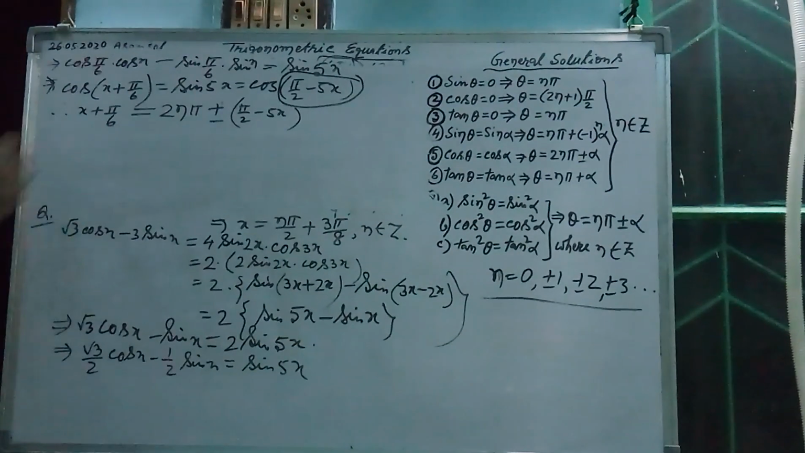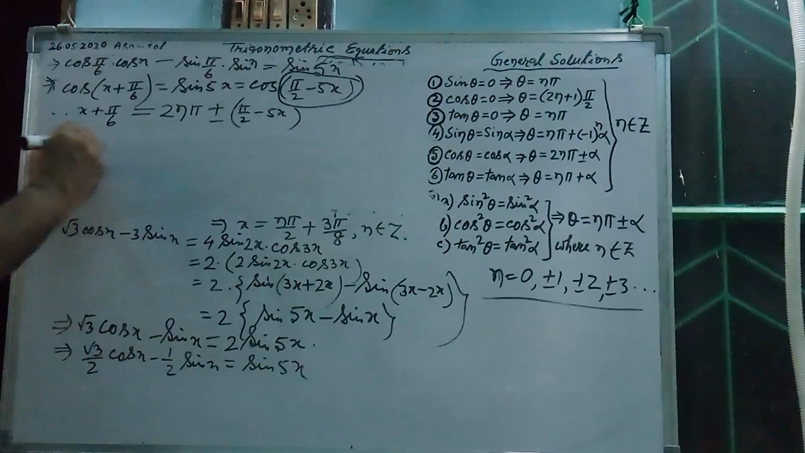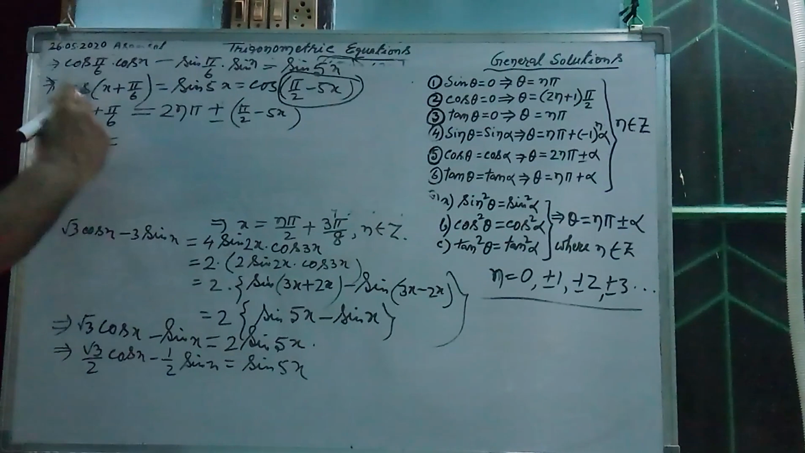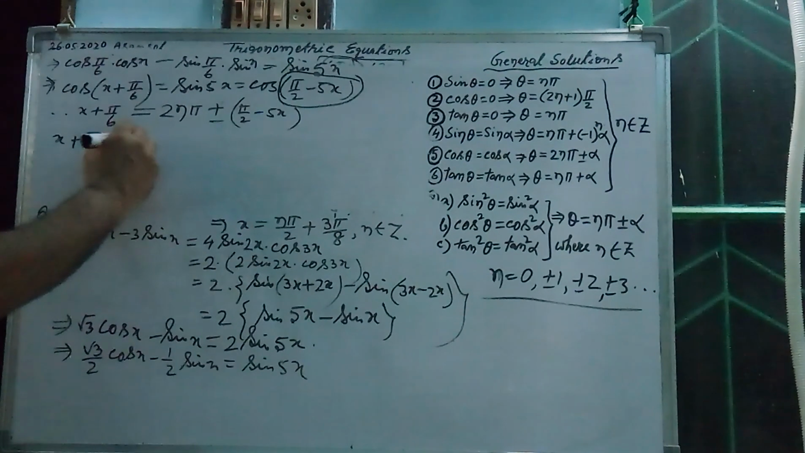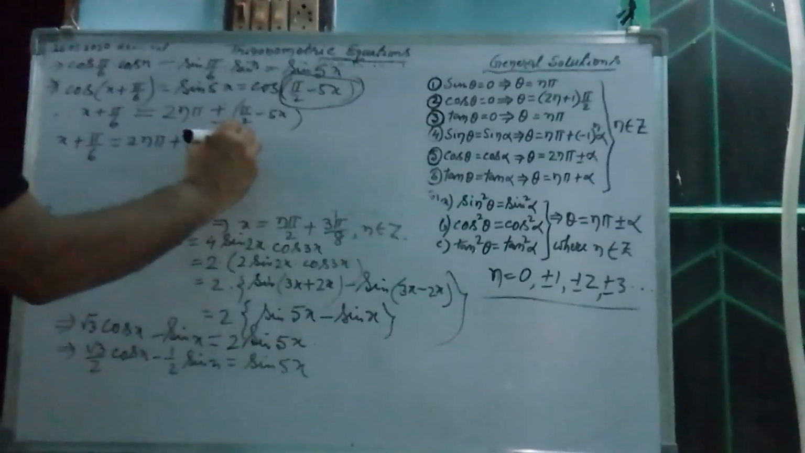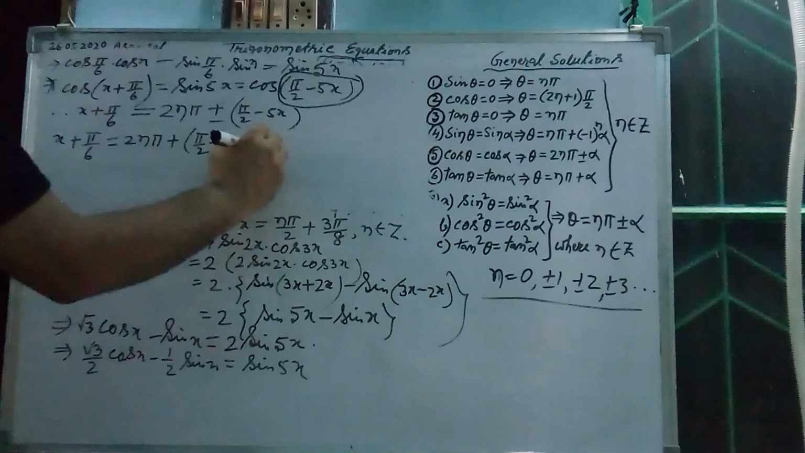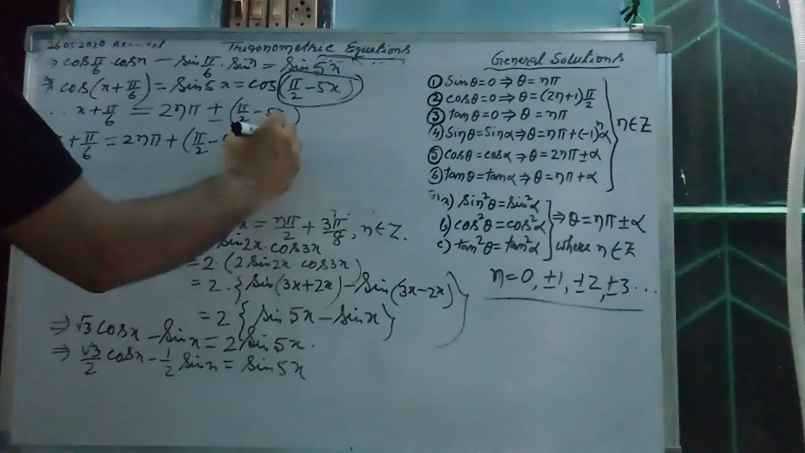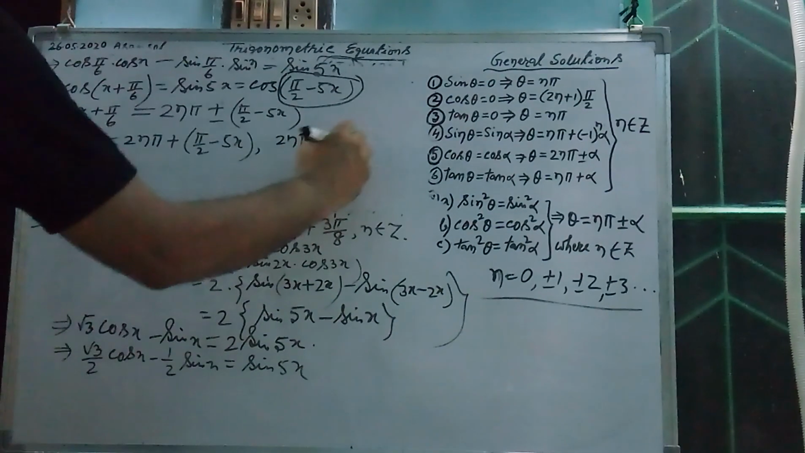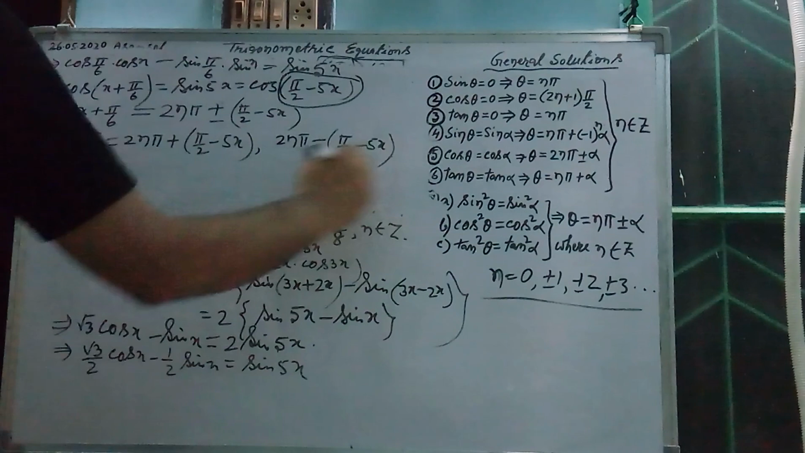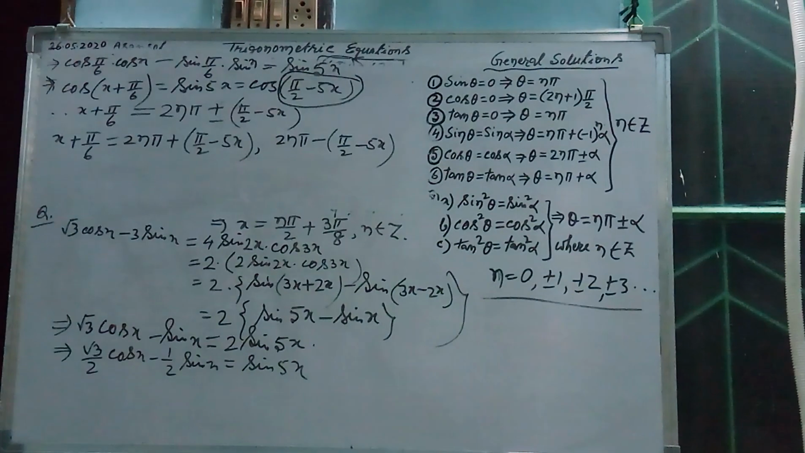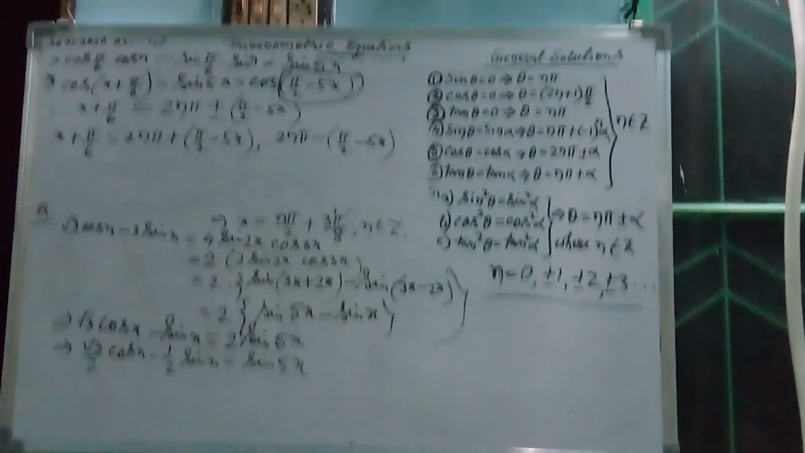So we can write it as x plus pi by 6 is equal to, one value is 2n pi plus this, and the other value is x plus pi by 6 equal to 2n pi minus this. So 2n pi plus pi by 2 minus 5x, and the other value is 2n pi minus pi by 2 minus 5x. If we solve these two, if we simplify, we will get the values of x and we will get the general solution.